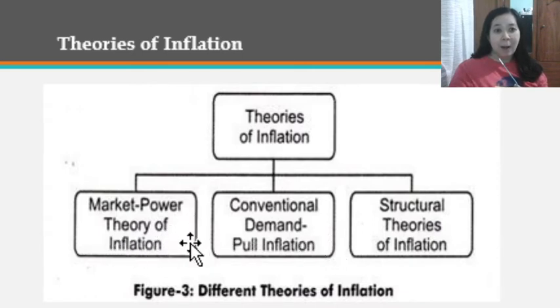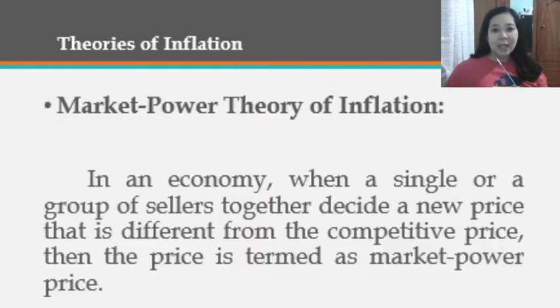We have the market power theory, conventional demand pull inflation, and the structural theories of inflation. For the market power theory of inflation, in an economy, when a single seller or a group of sellers together decide a new price that is different from the competitive price, this price is termed market power. This is decided by the single seller or group of sellers together.